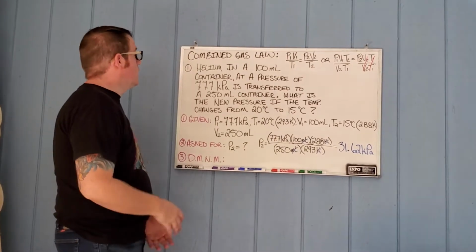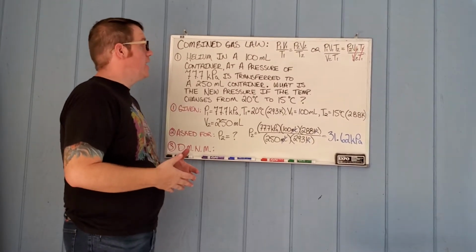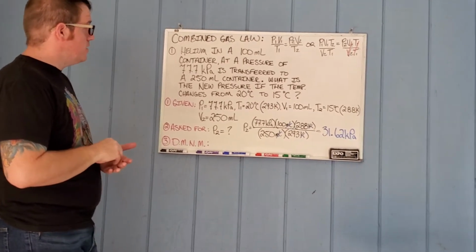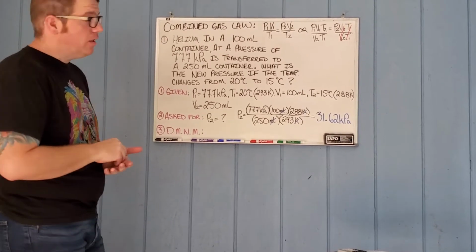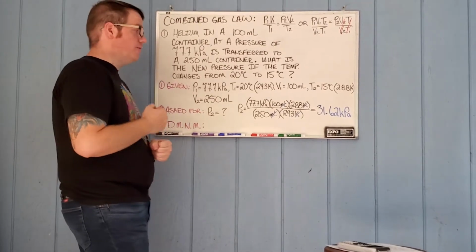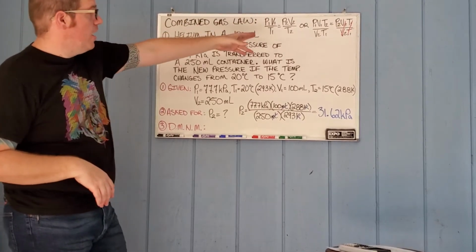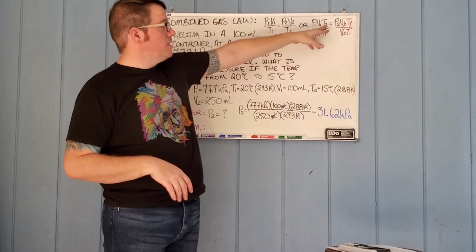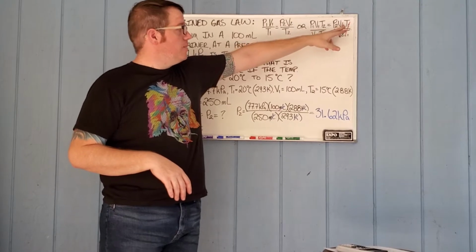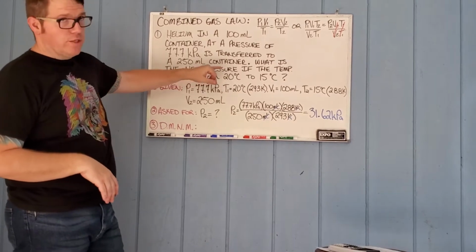All right, so question number one is, if we have a sample of helium in a 100 milliliter container at a pressure of 77.7 kPa, and that helium is transferred to a 250 milliliter container, what is the new pressure if the temperature changes from 20 degrees Celsius to 15 degrees Celsius? So we know the combined gas law equation is P1 V1 times T2, we cross multiply, is equal to P2 V2 times T1. We divide out V2 and T1 to isolate P2 because the question is asking for the new pressure, P2.